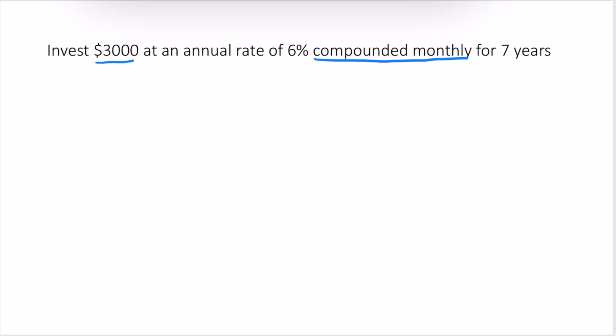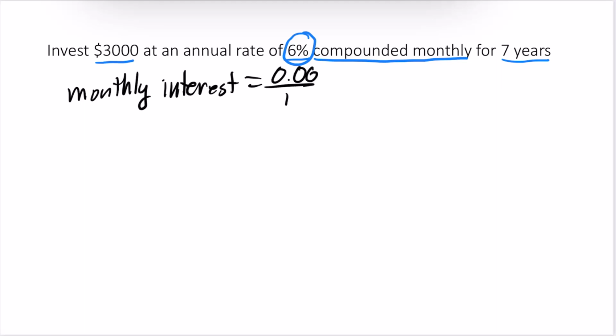So if we were investing $3,000 at an annual rate of 6%, which was compounded monthly for 7 years, basically what that means is this 6% annual rate for the entire year needs to be divided by 12 to find the monthly interest rate, and then you'll compound that interest every month. So the monthly interest rate would be 6% divided by 12, which equals 0.005. So essentially, it's 0.5%. And that interest rate is going to be compounded every single month.